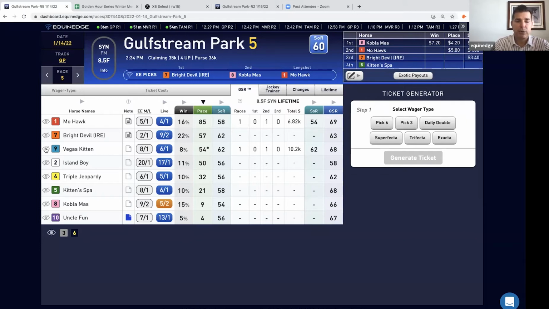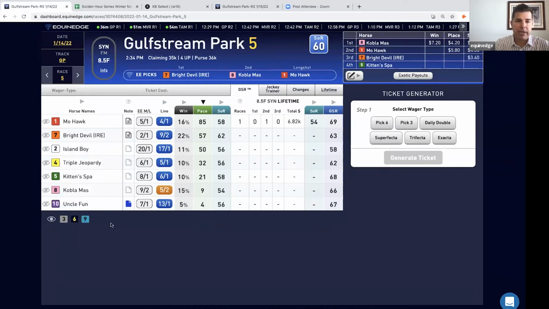Now, why is this important? When you can eliminate horses, that is the key to being able to spread in other races. Because if you just nonchalantly add a horse like Vegas Kitten into your ticket, then you're going to have to use fewer horses in the other legs. So it's really important to be able to eliminate horses, and we can do it pretty quickly, you can see. Now we're handicapping 8 horses or 6 horses instead of 9 horses.